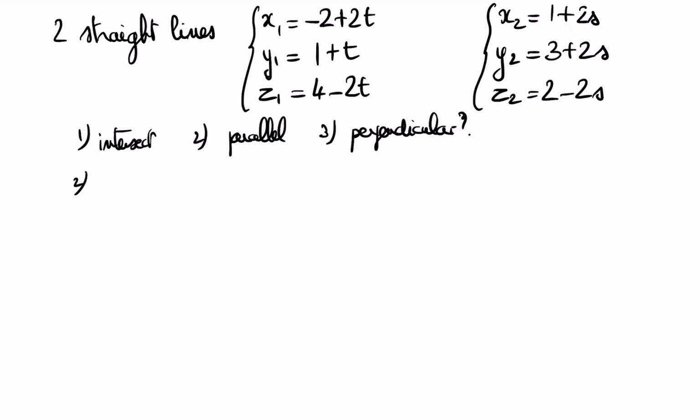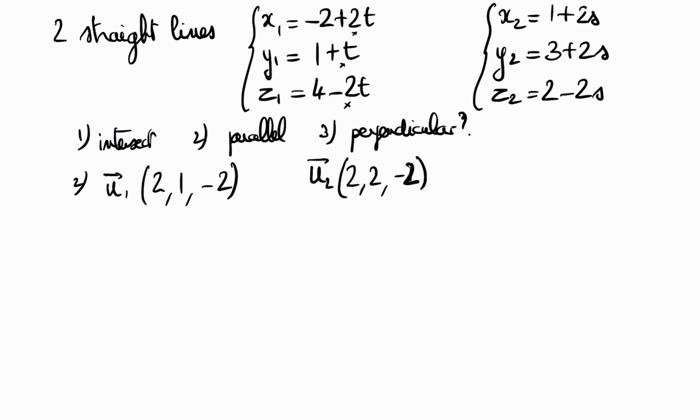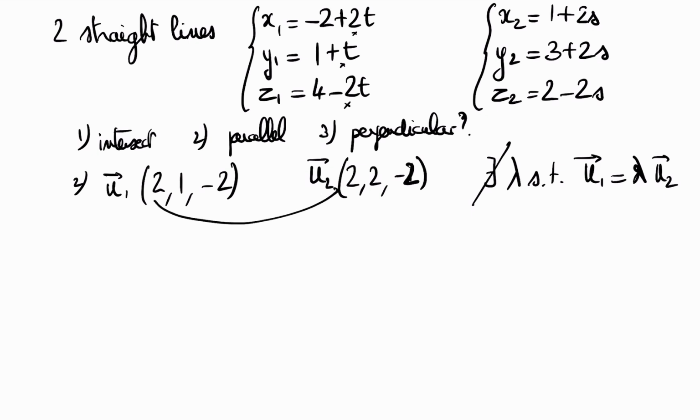So, are they parallel? Well, for the first one, the vector component of line 1, which I'm going to call u1, is 2, 1, minus 2, which are these coefficients here. Whereas for line 2, u2, the components are 2, 2, minus 2. Well, it's pretty obvious that there does not exist lambda such that u1 is equal to lambda u2. Because to go from 2 to 2, there is a factor 1. To go from 1 to 2, there is a factor 2. And to go from minus 2 to minus 2, there is a factor 1. So therefore, they are not parallel.